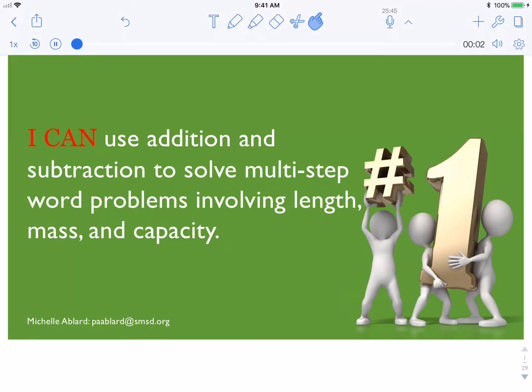I can use addition and subtraction to solve multi-step word problems involving length, mass, and capacity. So today it's all about tape diagrams and adding and subtracting using the meter, the liter, and the gram.